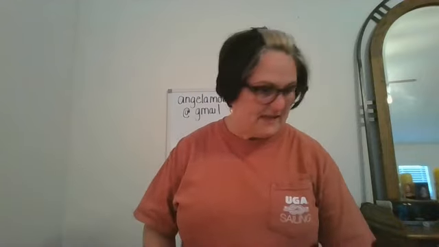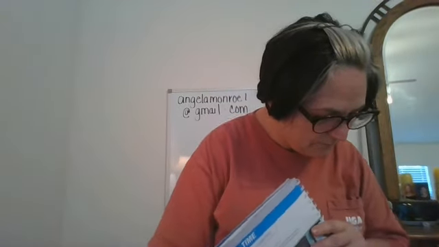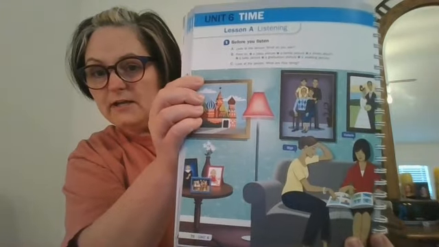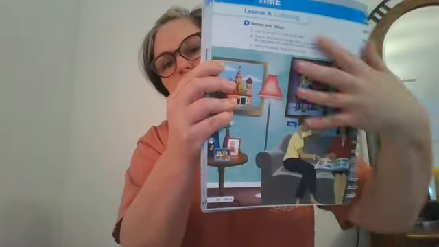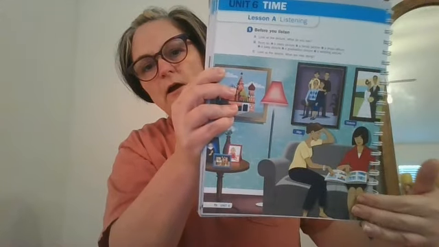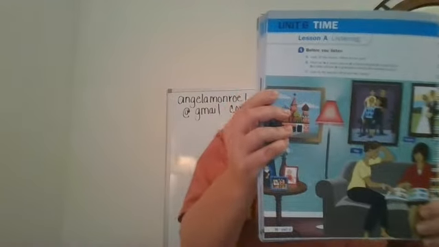So let's open your books to page 70. And we're looking at this picture here. I mean the whole thing. So we're going to start off like we do with all of our chapters, by our units, by looking at the picture and talking about what we see there.